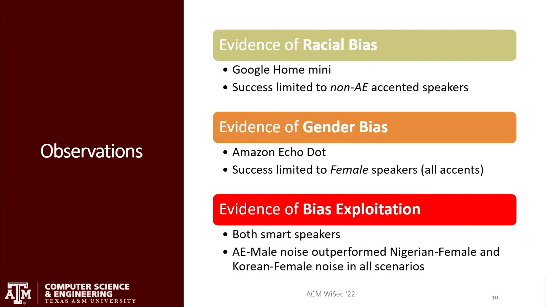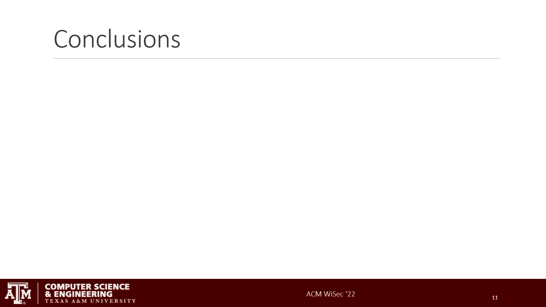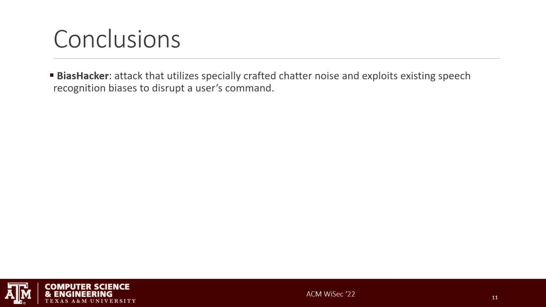And then lastly, by comparing the performance of the different types of noise that we used in our experiments, one thing that we observed that was true for both smart speakers in all scenarios was that the American English male version of the noise outperformed the other non-American English versions, suggesting that the speech content and accent there does play into the success of the noise and could be some evidence of bias exploitation.